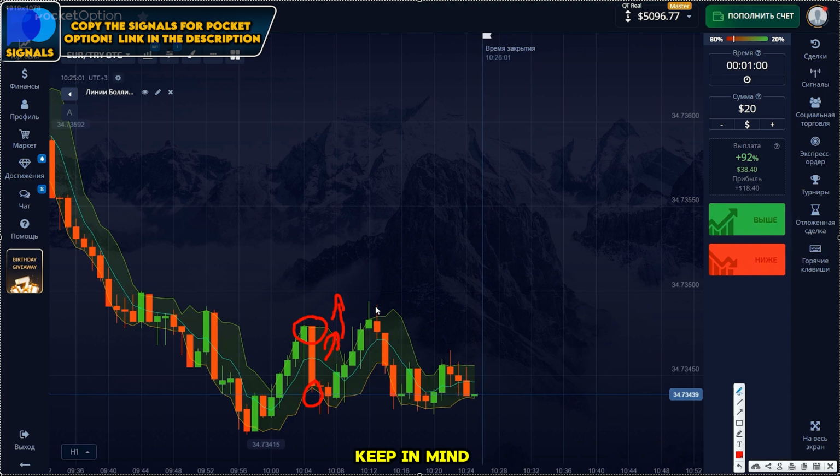Also guys, keep in mind that we enter the trade for 1 minute. This is important. We need to enter for exactly 1 minute in one direction, since we have set a 1 minute time frame here. We need 2 candles to move in the same direction, and the second candle in sequence should break one of the bands.